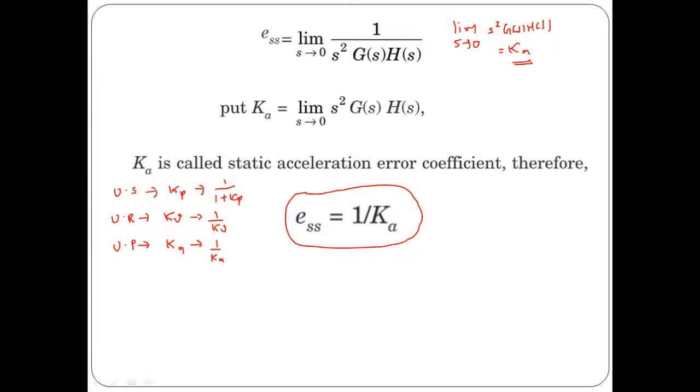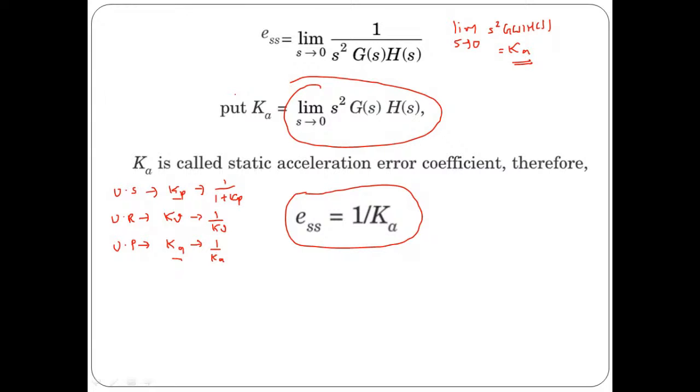That's it. Now what is Kp? Kp is limit s tends to 0, G(s) into H(s). What is Kv? Limit s tends to 0, s into G(s) into H(s). And what is Ka? Limit s tends to 0, s square into G(s) into H(s).